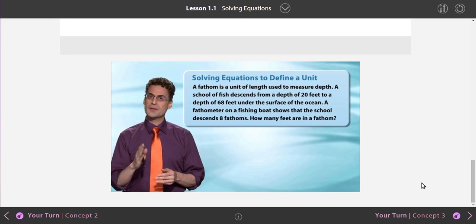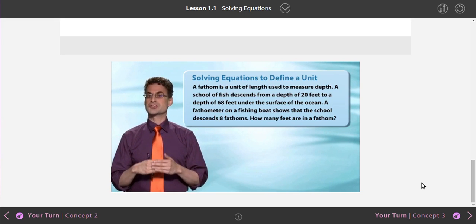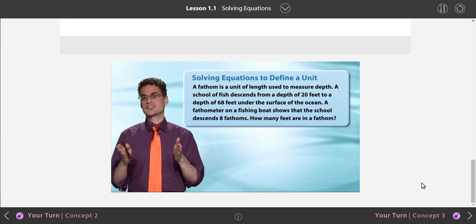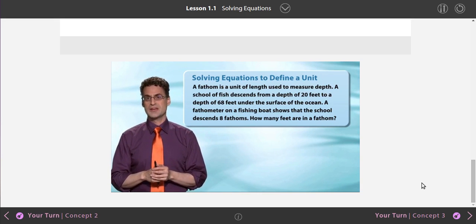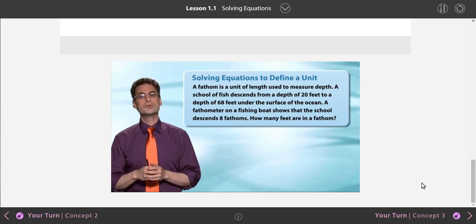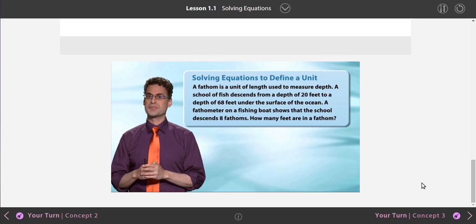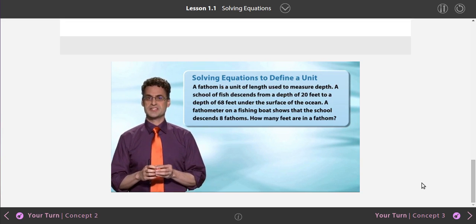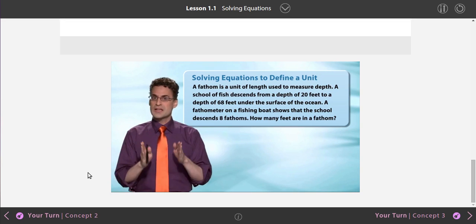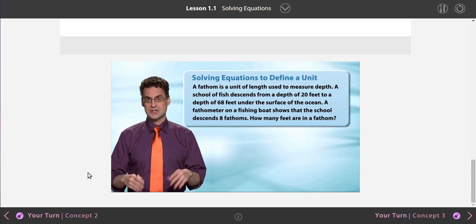So a fathom is a unit of length used to measure depth. So this is actually a definition. It's telling us what fathom means. Now, here's the scenario. A school of fish descends from a depth of 20 feet to a depth of 68 feet under the surface of the ocean. Okay, now what I'd like to do here is try to make meaning of that sentence. So let's draw a picture.